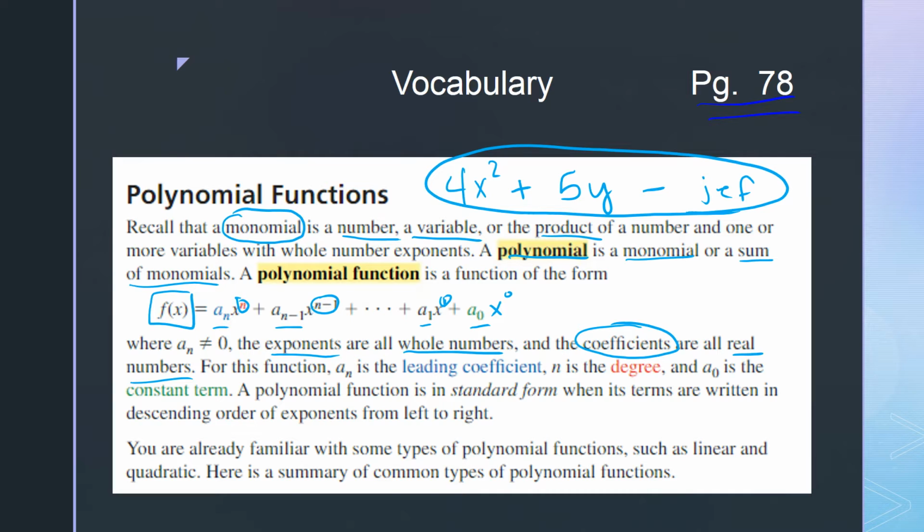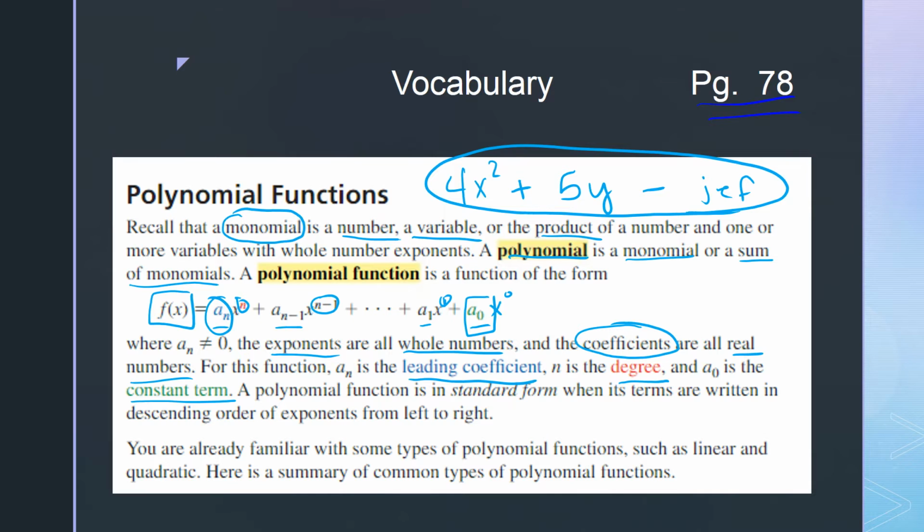Okay. The leading coefficient is the first one, the one that's in blue here. That's called your leading coefficient. N is called the degree. Now notice the degree has to be first. It would be the largest exponent inside the polynomial. So sometimes they like to play tricks on you and move those around, but that should be the first or the highest exponent is called your degree. And then a sub 0 is called the constant term. So the constant term is the one that does not have a variable on it.